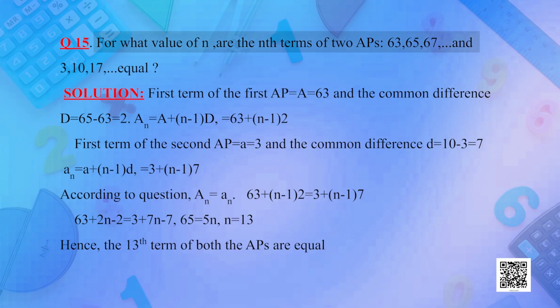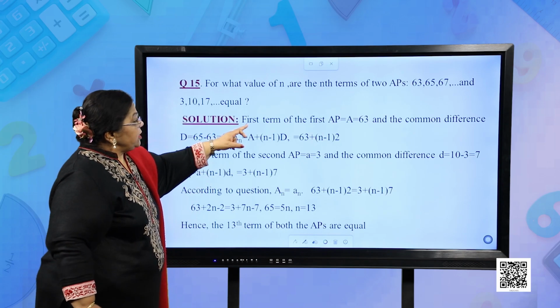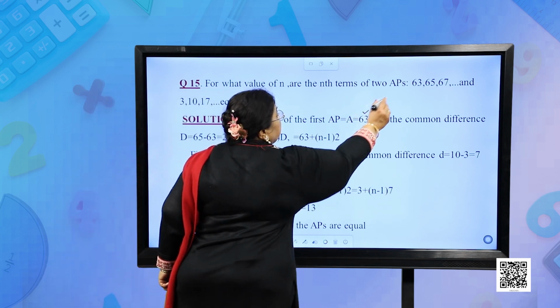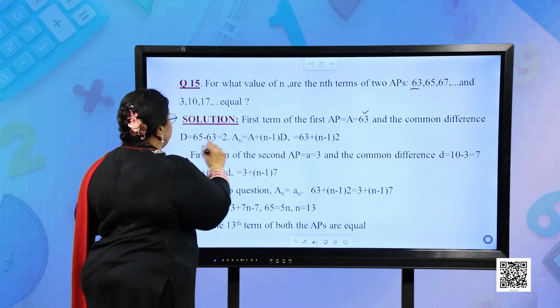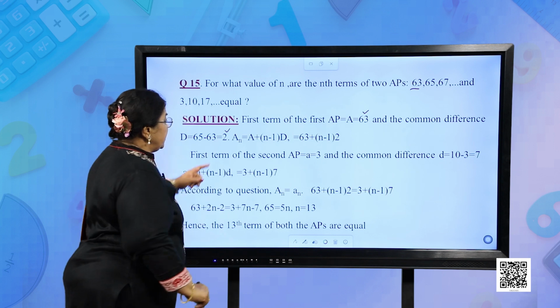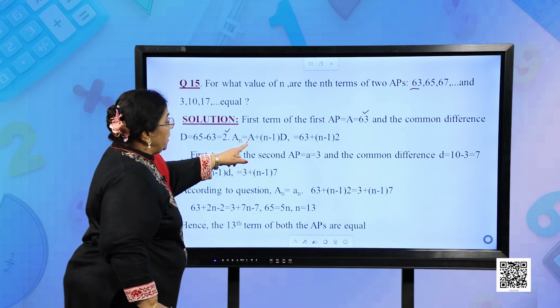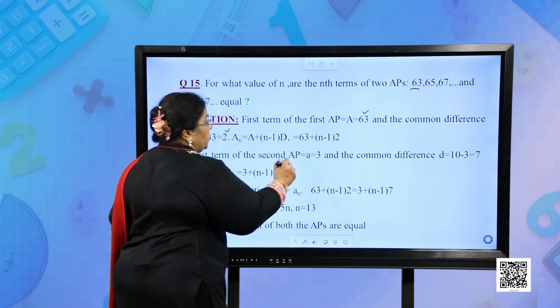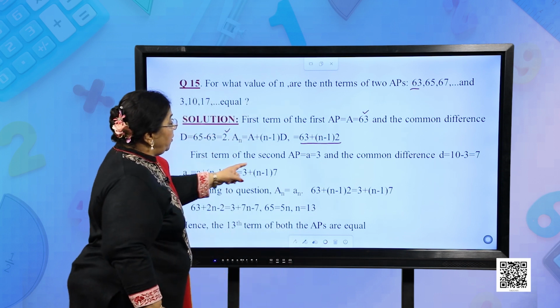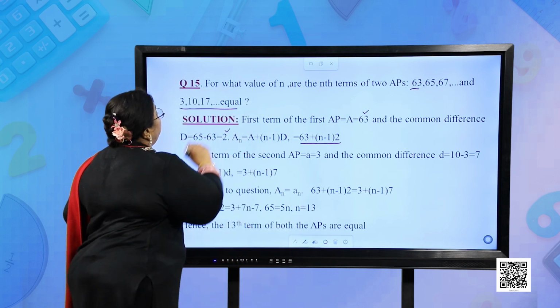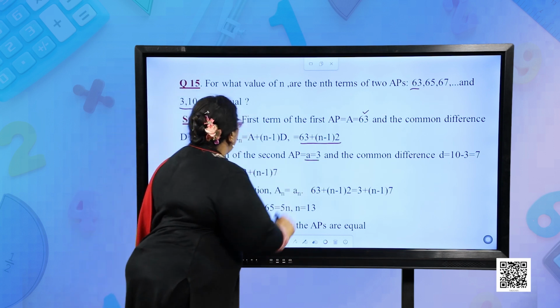For what value of n are the nth terms of the two APs 63, 65, 67 and 3, 10, 17 etc. equal? Very interesting question. The first term of the AP, A is 63, look here, and the common difference is how much? 65 minus 63. We are using capitals here, see, it is 2. An we are representing as A plus n minus 1 into D. So, our expression becomes 63 plus n minus 1 into 2. First term of the second AP, look at this AP. What is the first term here? It is 3, and what is the common difference?